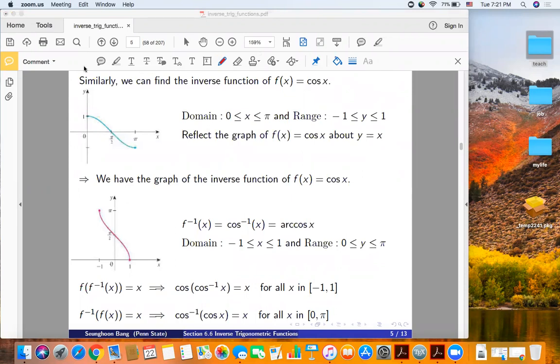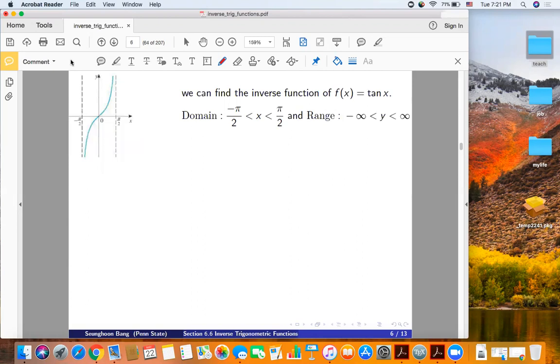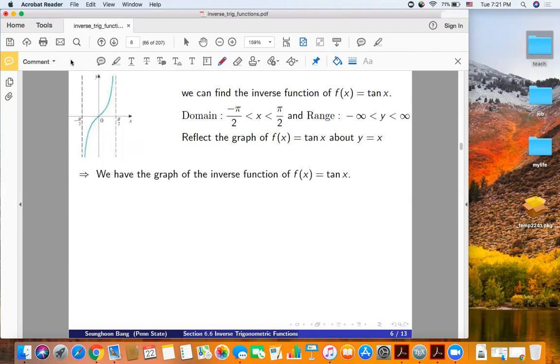So next one, we think about the inverse function of f of x equals tangent of x. The domain is minus pi over 2 to pi over 2. The range is minus infinity to infinity. How can you find the inverse function? Same idea. Reflect the graph of f of x about y equals x. We have the graph of the inverse function of f of x equals tangent of x.